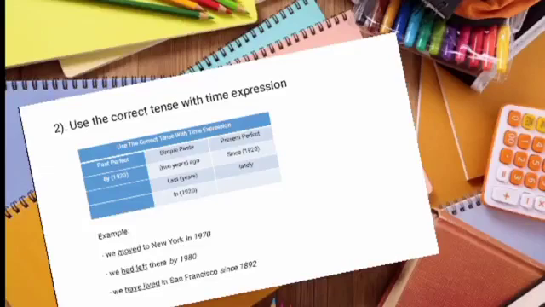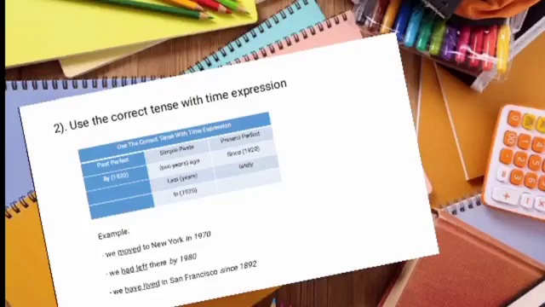And present perfect uses since and lately. For example, we moved to New York in 1970. We should see the time expression first. It is in 1970, so it is simple past tense. Let's see the verb. Use verb 2, that is moved. It is verb 2. This is the right sentence.